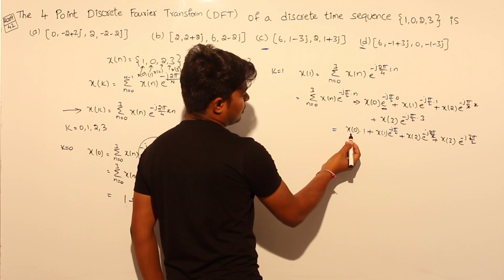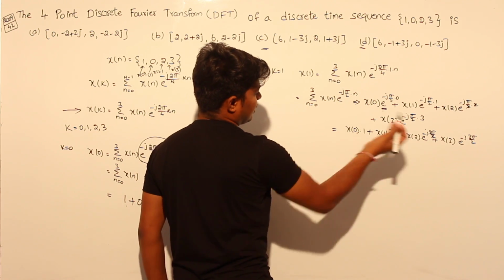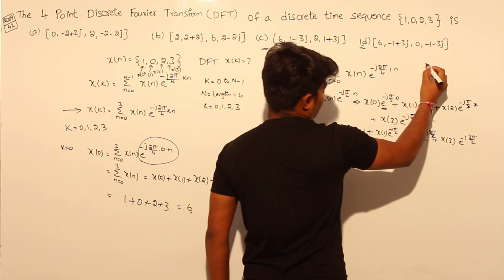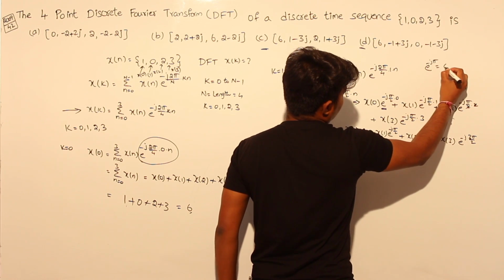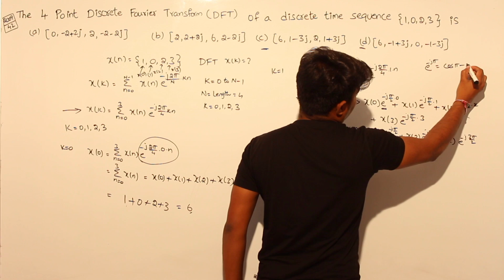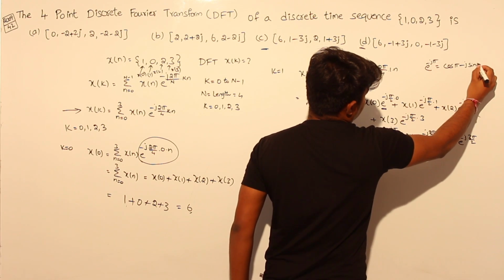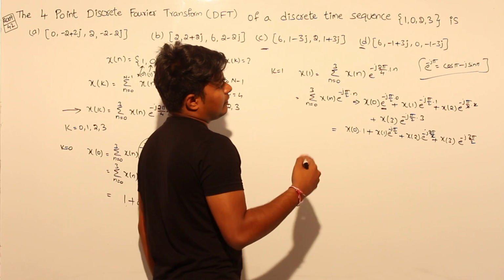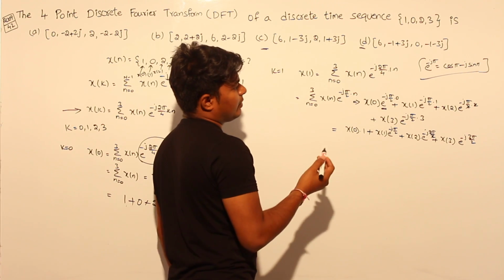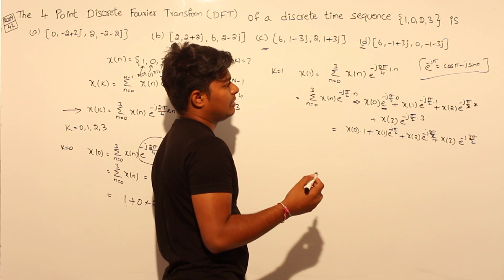Now substitute the values of x of 0, x of 1, x of 2 and x of 3. You know that e power minus j pi is equal to cos pi minus j sin pi. This is the standard formula which you need to remember. Whatever the angle is, you can substitute in place of pi. Pi by 2 will be there, 3 pi by 2 will be there.